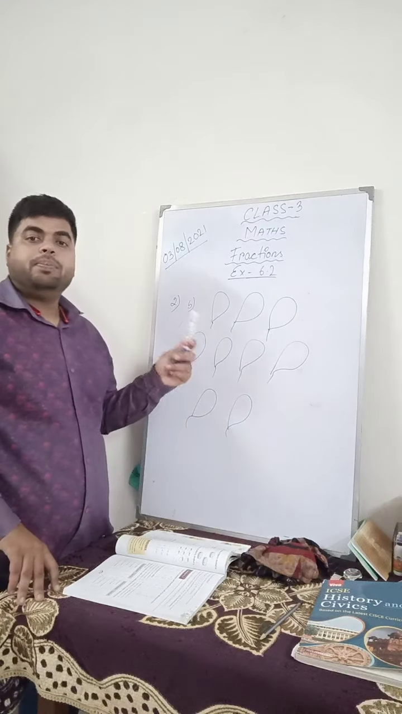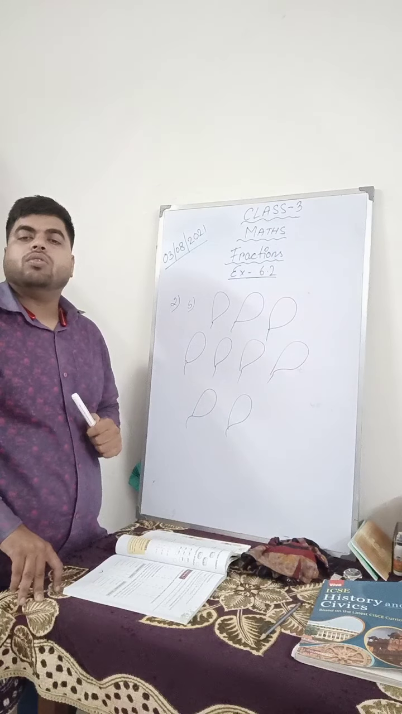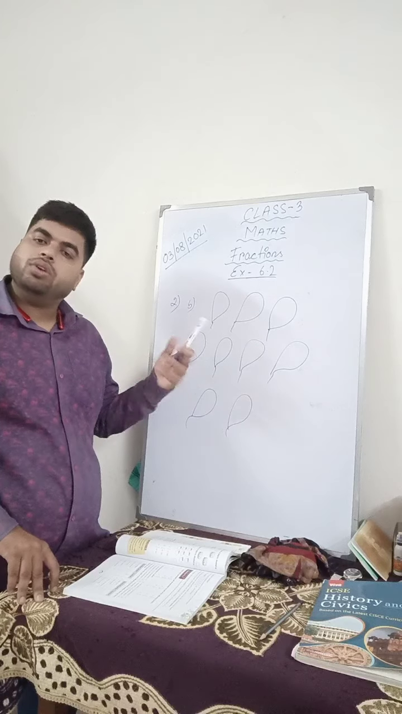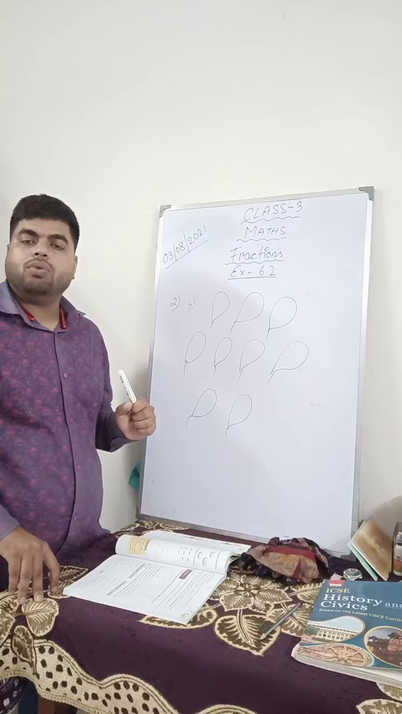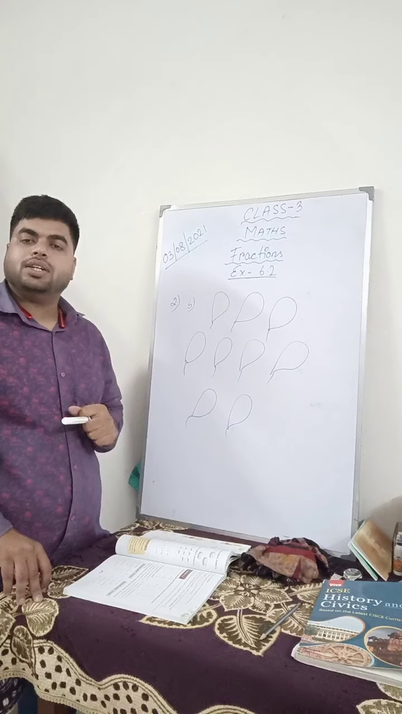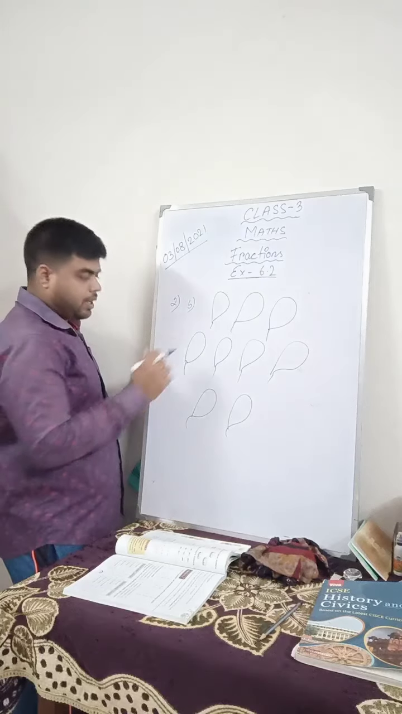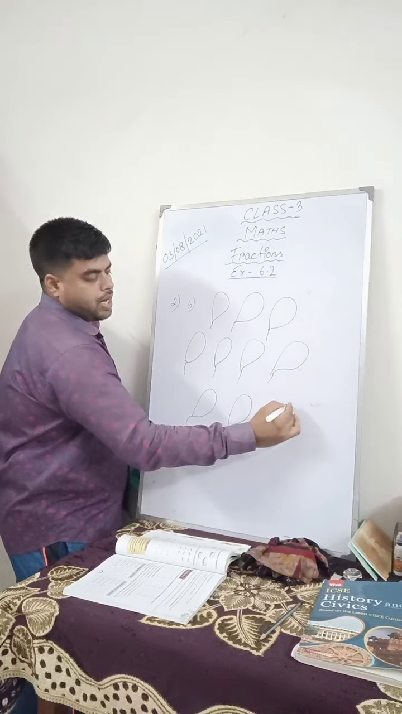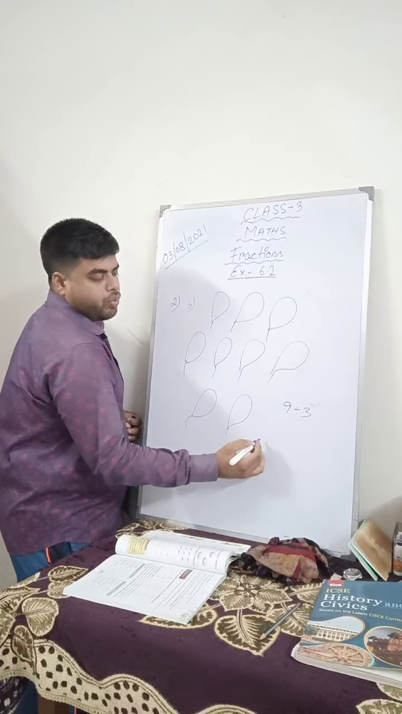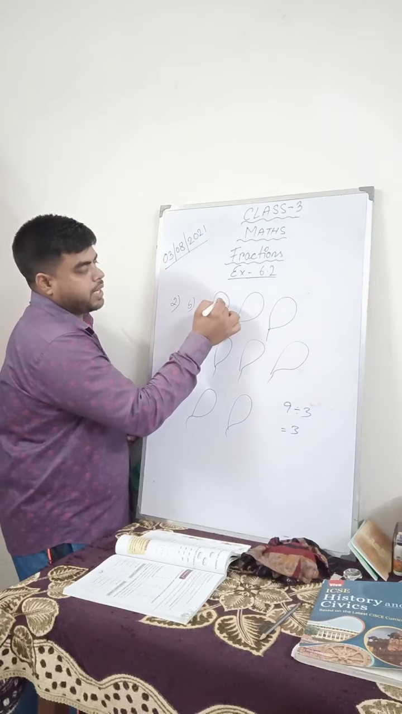That means 1 part of it. When they say 1/2, it means divide the total by 2, you will get half. When they say 1/3, that means divide the total by 3. When they say 1/4, divide the total by 4. So 1/3, how many? So 9 divided by 3. When you divide 9 by 3, you will get 3 as your answer. So you have to shade any 3.